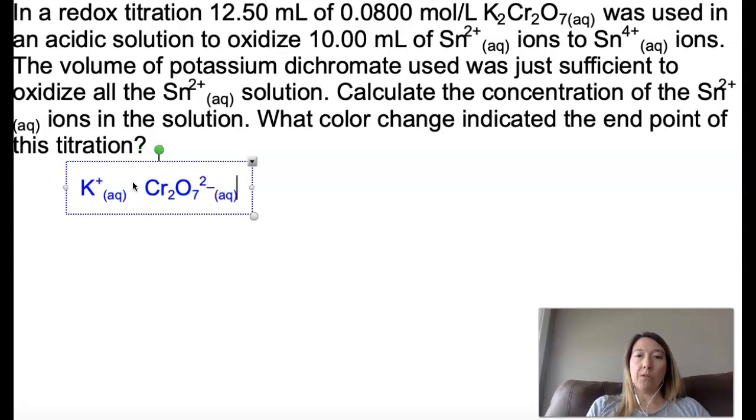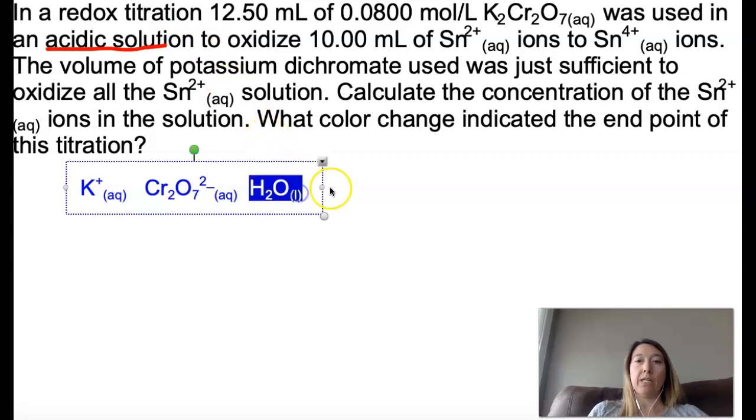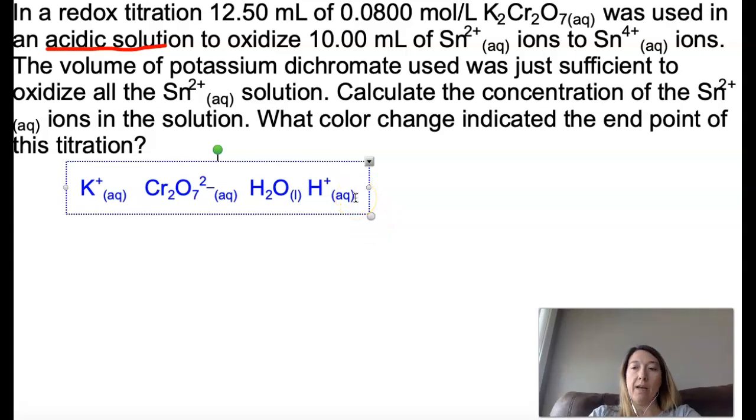Okay, what else do we have? We will have water, and we have water because these are solutions. It then tells us that it is an acidic solution. The fact that it is acidic means that we also have hydrogen ions. You're going to find a lot of our redox titrations require hydrogen ions, and that's because a lot of half reactions in our data booklet require hydrogen ions, which is why we need to have that acid there, okay?